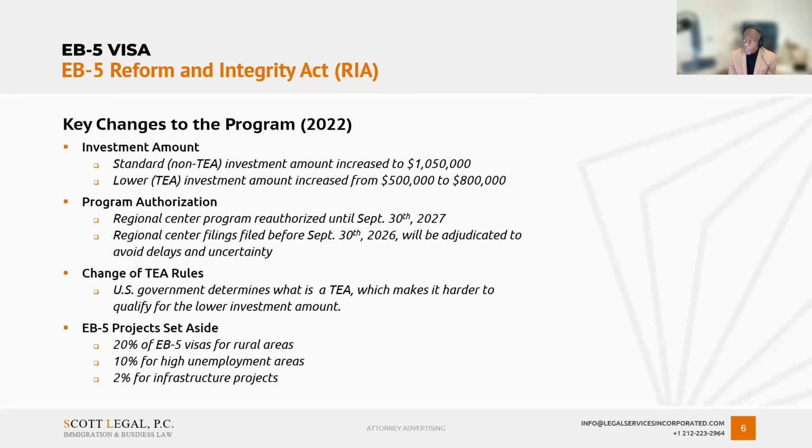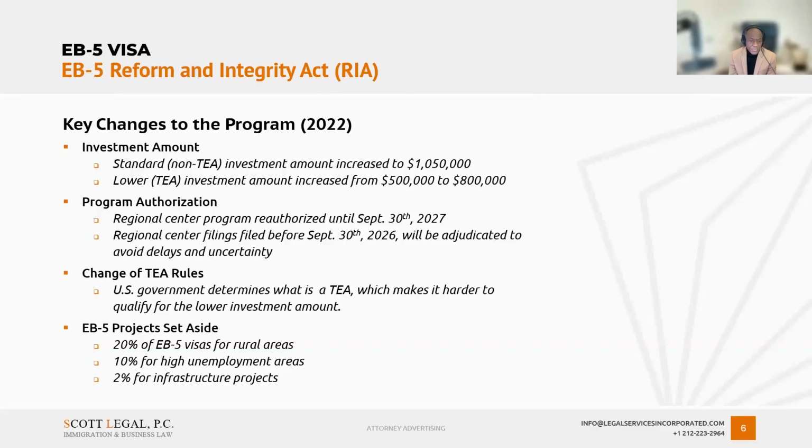So that's something to keep in mind if you're selecting a regional center. If you haven't applied yet and you're selecting a regional center, that will definitely impact the timing of when your petition gets approved. So in terms of the changes that occurred in 2022, the investment amount increased from 500,000 to 800,000.